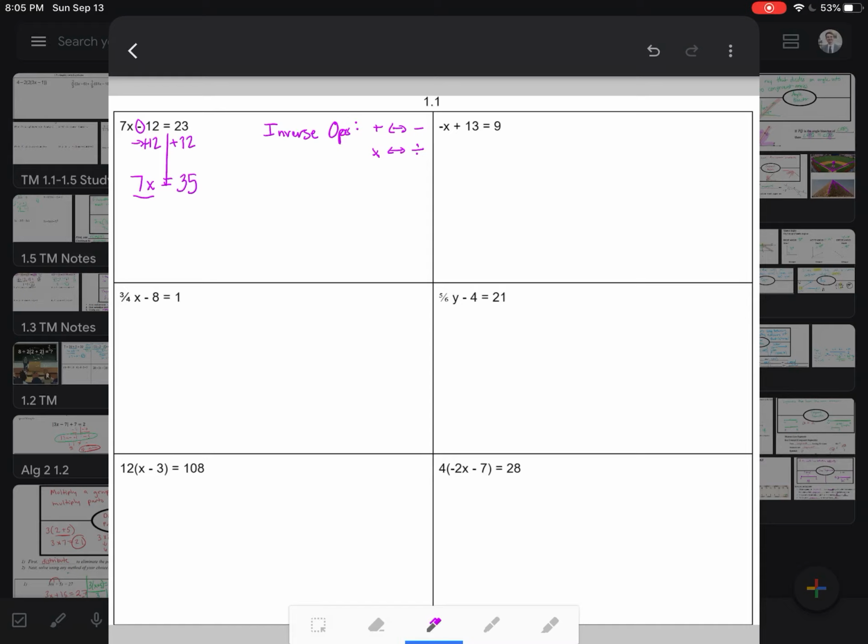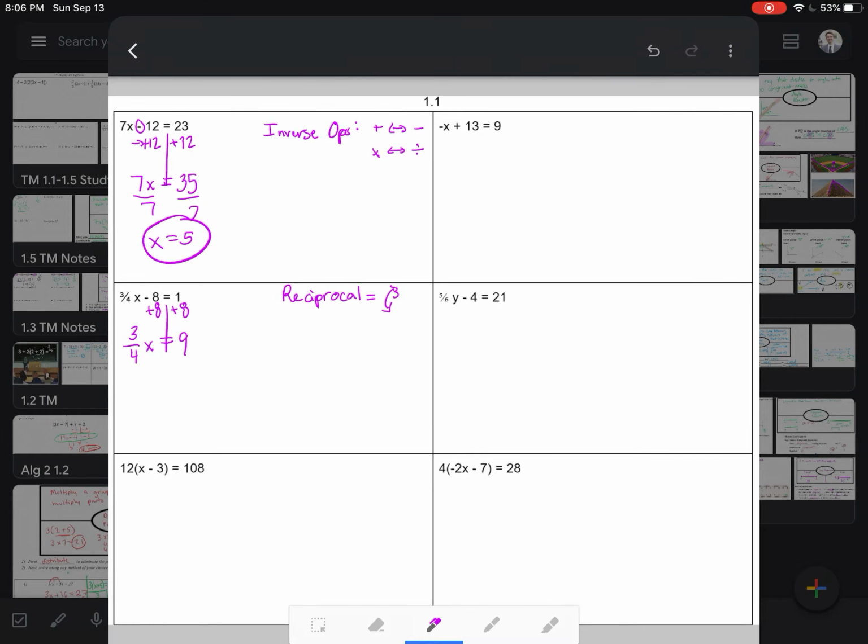So let's go ahead and divide both sides by 7, and we'll get x equals 5. Our next one, again, same steps. The inverse of -8 is +8. So we're left with 3 over 4 times x equals 9. This is a different skill because we are talking about the reciprocal. If we have fractions, we basically flip them upside down.